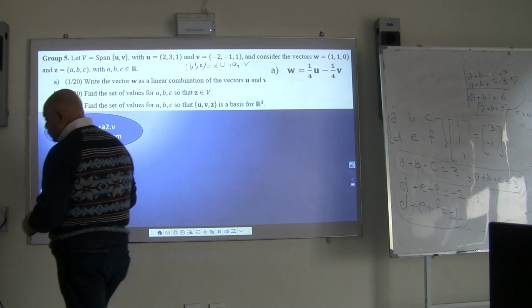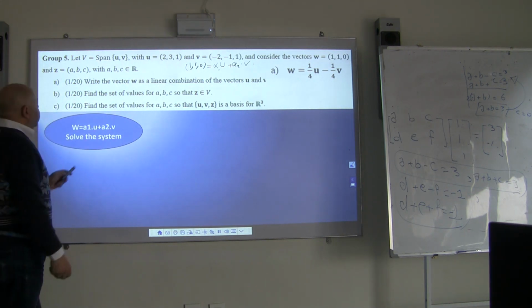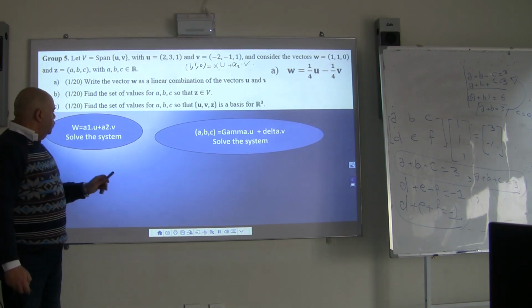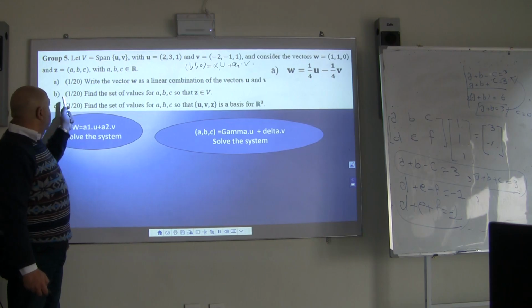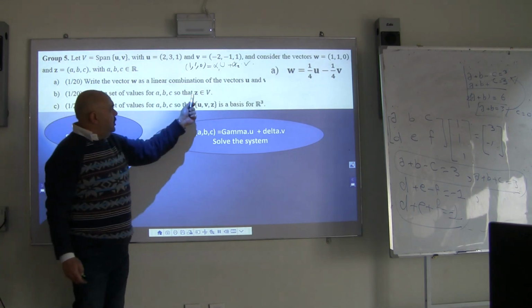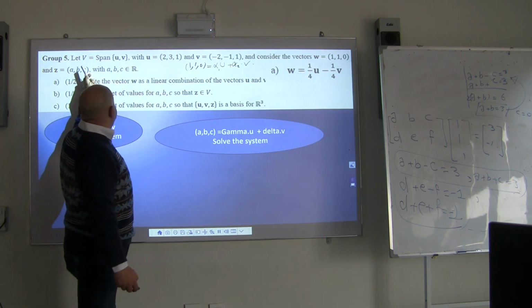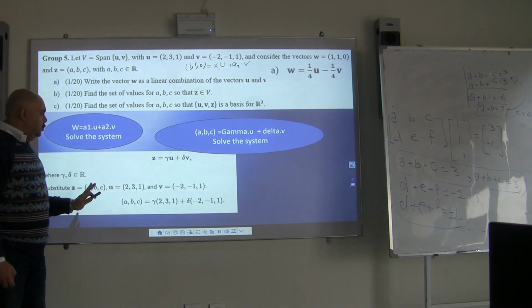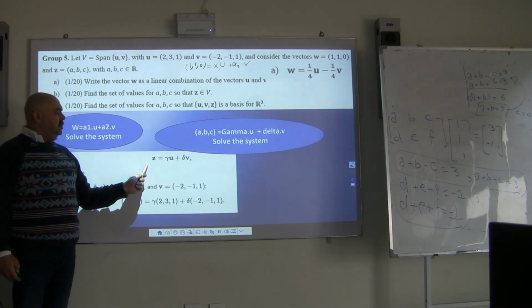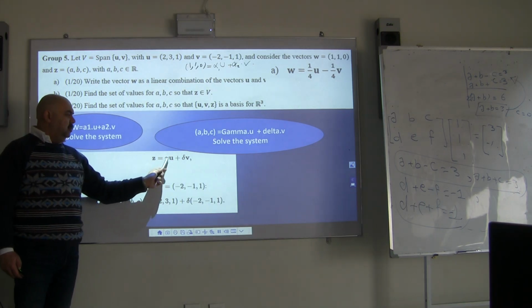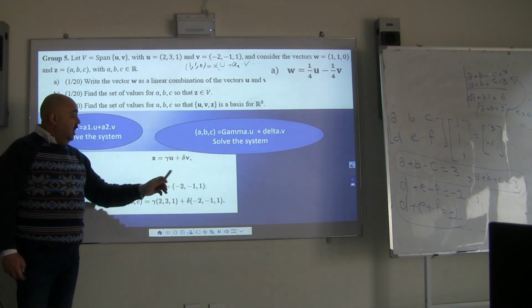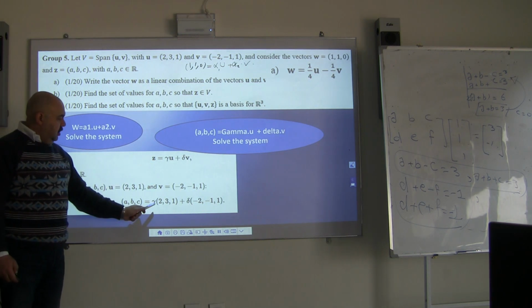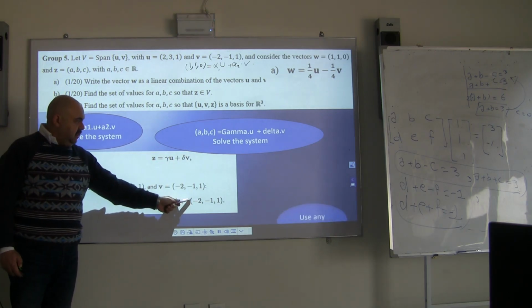Okay. The second row is stating: find the set of values for ABC so that Z belongs to V. As I told you, this is the solution. So also for part B, I will consider vector Z to belong to the V set. It has to be a linear combination of U and V. So all I have to do, once more, is write Z, which is ABC, equal to some value times U plus some value times V. Then I will try to solve a system which contains ABC equal to lambda times the first vector plus delta times the second vector.